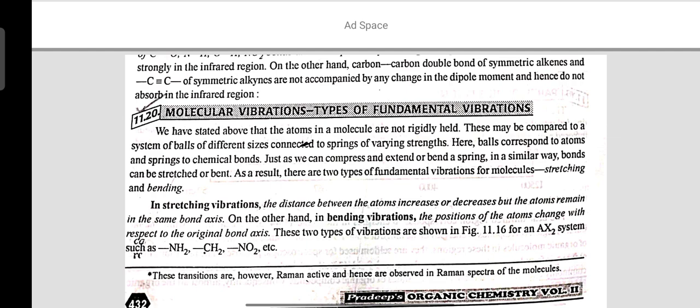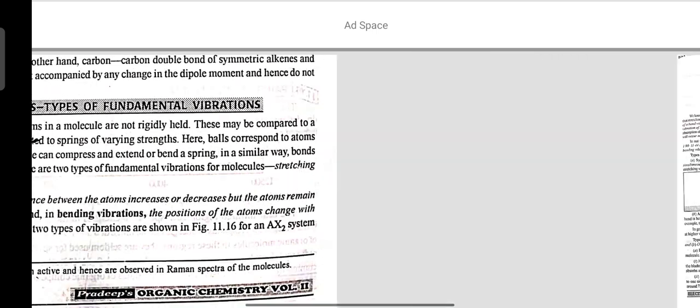In stretching vibration, the distance between the atoms increases or decreases, but the atoms remain on the same bond axis. On the other hand, in bending vibration, the position of the atoms changes with respect to the original bond axis. These two types of vibration are shown in the figure for AX2 systems such as NH2, CH2 and NO2.